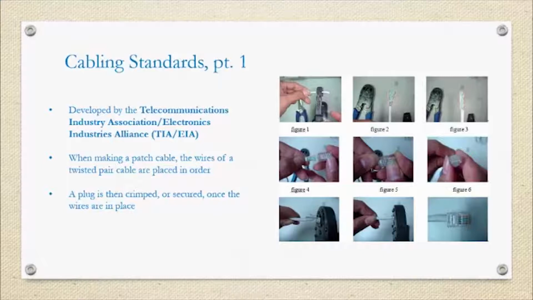Now, when making a patch cable, the twisted pair wires are placed in order, right? And that's the standard. The order is defined, right? Now, we use this device that you see on the right here. It's called a crimper. We use that for a process that we call crimping, right? And that's to secure our wires into the RJ45 connector. Now, note here that that's placed down, trying to secure the cables into the connector, right? And then we crimp it, or we secure it, once the wires are in place.